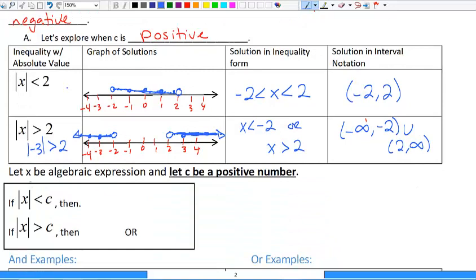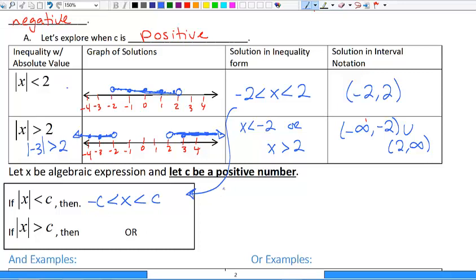And the rule says if x is an algebraic expression and let c be a positive number, if you take the absolute value of x is less than c, then I can rewrite this without bars, sandwiching my expression in between positive c and negative c, kind of like I did on the absolute value of x is less than 2 problem. So if you have an absolute value with a less than, you can take the bars off and rewrite it in this form. This is something you're going to have to memorize.